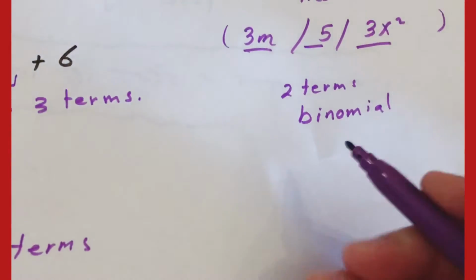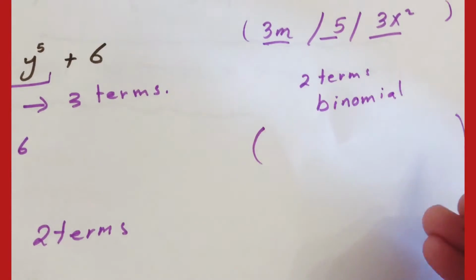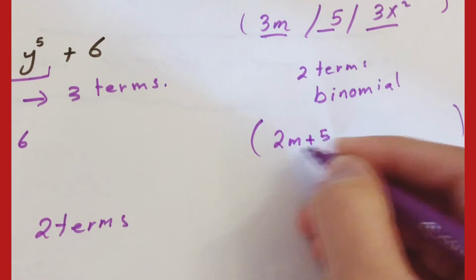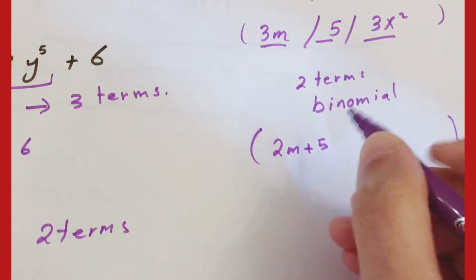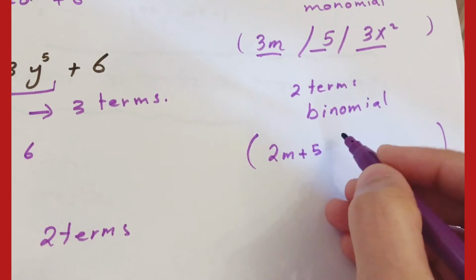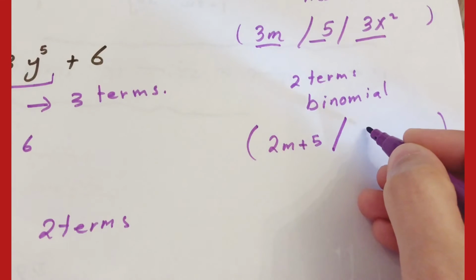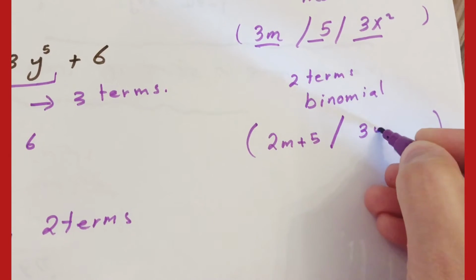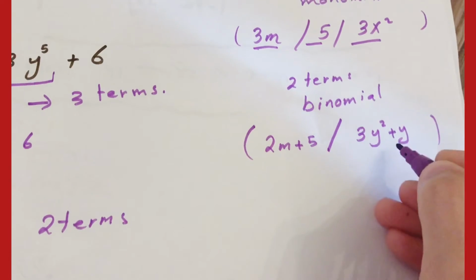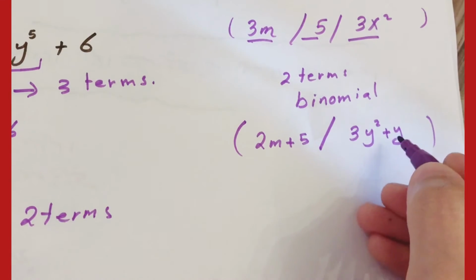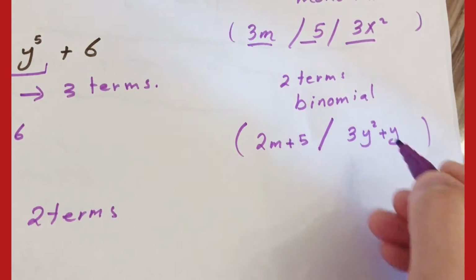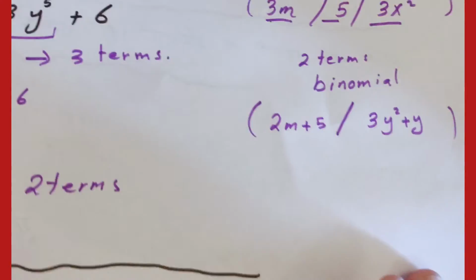Okay? Let's take some examples. 2m plus 5. These are two terms, so we call it binomial. Binomial of the first degree. Okay? Another example: 3y squared plus y. This is also a binomial because we have two terms, this term and this term. So it's a binomial of the second degree.